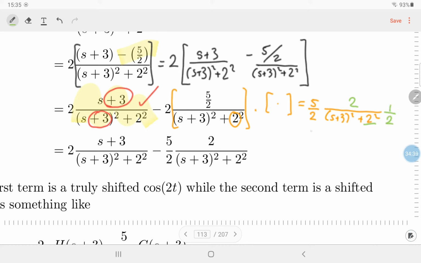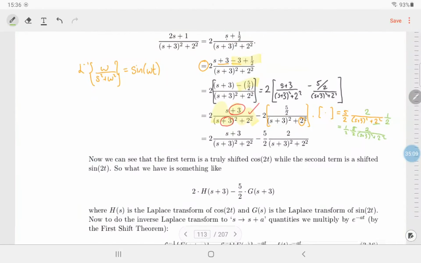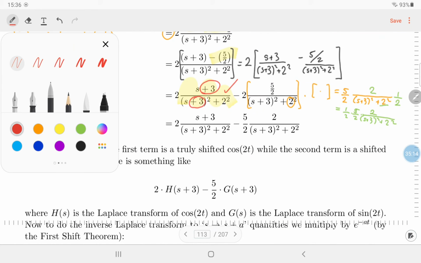And so the bit in the orange, if I do the half by the 5 over 2, well, I'm going to keep the half there. So I end up with half by 5 over 2 by 2 over s plus 3 squared plus 2 squared. And look back, that's the thing inside the square orange. That has to be multiplied by 2. So the 2 by the half makes that half disappear, and you're left with the 5 over 2 and the rest of it. So no joke. Right. So this thing is ready to send back because look at the shifting.